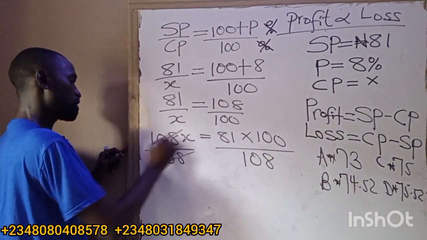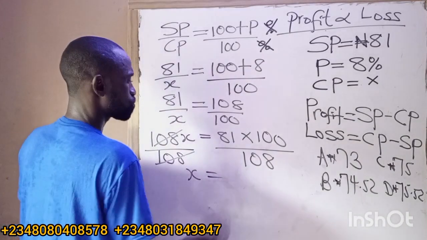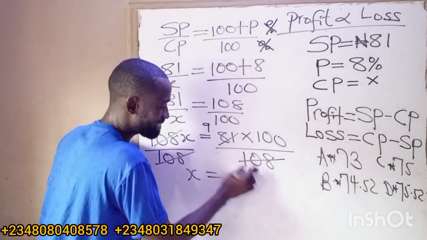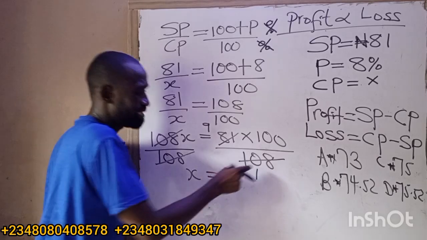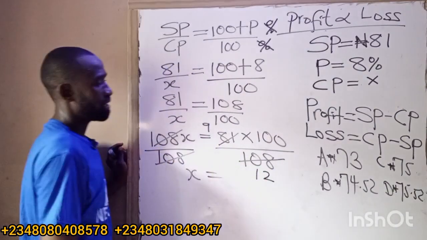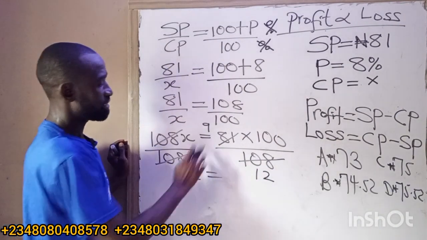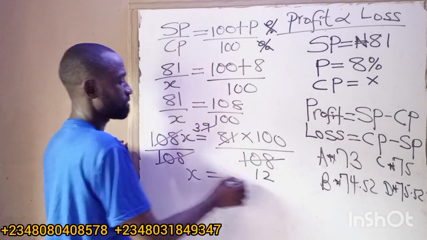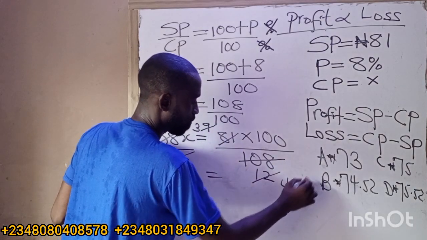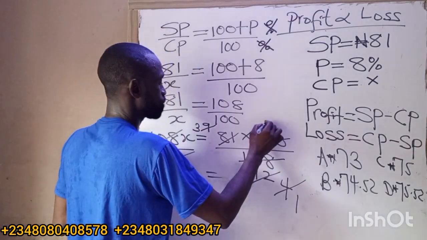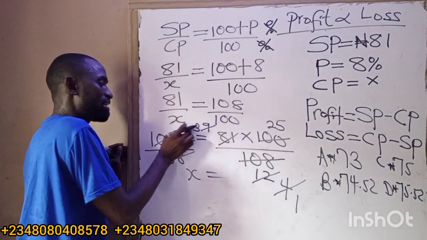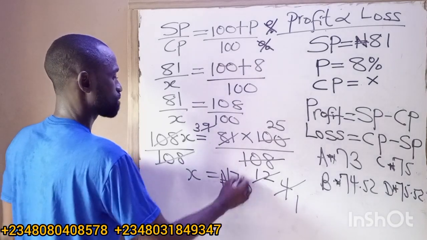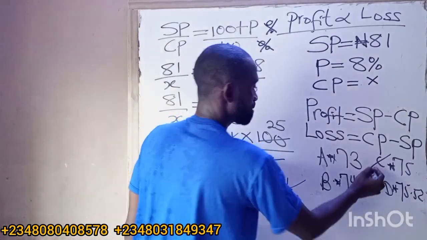So 108 will cancel 108. I have x equals to, I think 9 can go, yes. 9 here, 9. 9 in 81, 9. 9 in 108, 12. Can anything go again? Yes. 3 can go. 3 in 9, that will be 3. 3 in 12, that will be 4. 4 here, 1. 4 here, 25. So I'm having 3 times 25. That will give us what now? 75. Yes. So the answer to this question is 75.